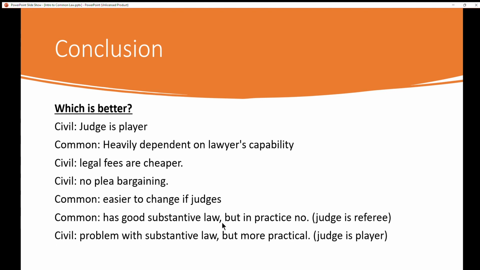In civil law, the substantive law, my opinion is not as good. Because it's not based on problems. You're not trying to solve a problem, you're just trying to find absolute truth. But it's more practical because the judge is a player in it.